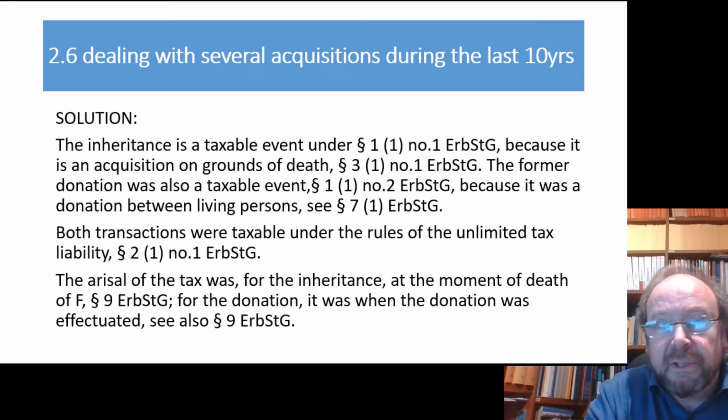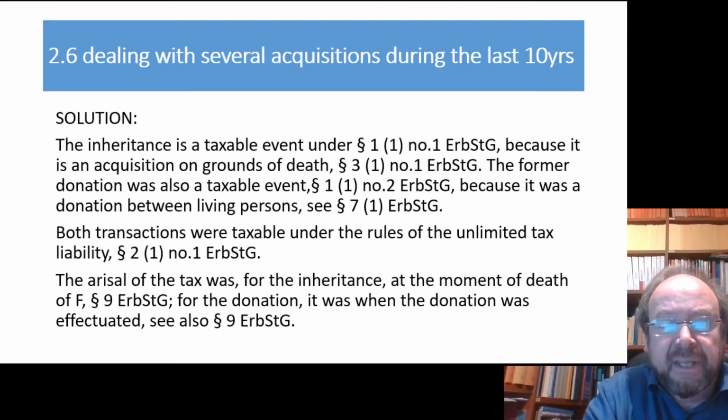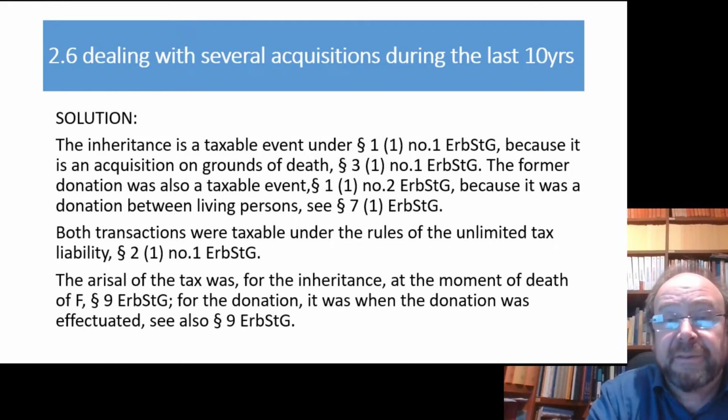Both transactions were taxable under the rules of unlimited tax liability because the persons involved lived in the inland when things happened. At least you remember, one of the persons in the inland is sufficient to trigger unlimited tax liability for the event. So we don't have to bother where the money was and which kind of property it was. Everything which changed the owner everywhere, all over the world, counts. The arisal of the tax has to be determined. Okay, that was for the first donation on the moment when the donation was made. On the second case, when the inheritance took place, that means when the father died.